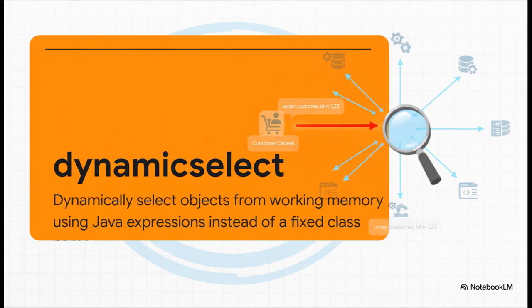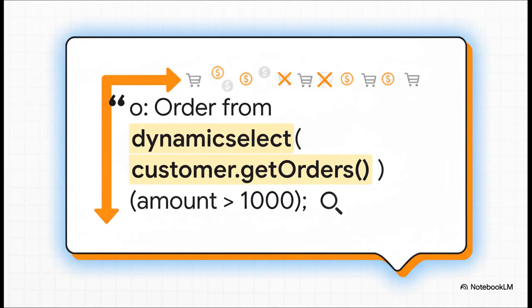It's incredibly precise. And here's why that's so awesome. You're completely bypassing the need for the engine to scan every single order object in memory. It just goes straight to the collection returned by customer.getOrders. You can imagine how much faster that is, right? It's a huge performance win.